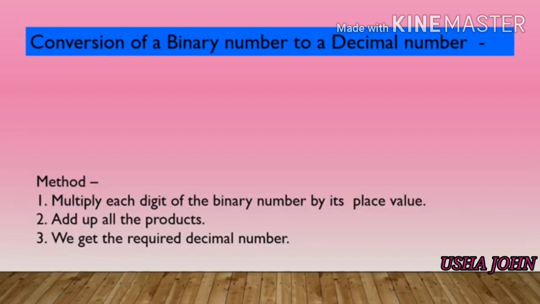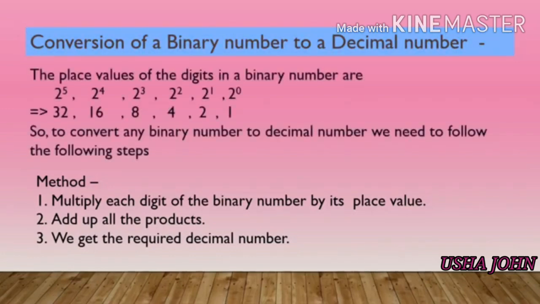Same method. Multiply each digit of the binary number by its place value. Add up all the products. We get the required decimal number. The place values of digits in binary numbers are first 2 power 0. Anything power 0 is 1. 2 power 1 is 2, 2 power 2 is 4, 2 power 3 is 8, 2 power 4 is 16, like that.